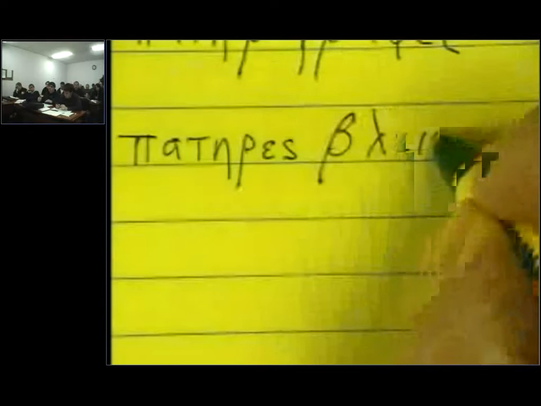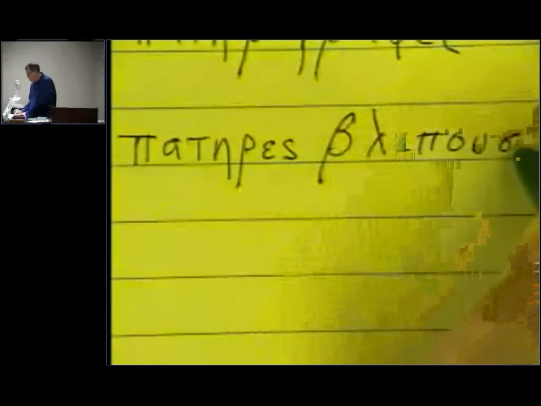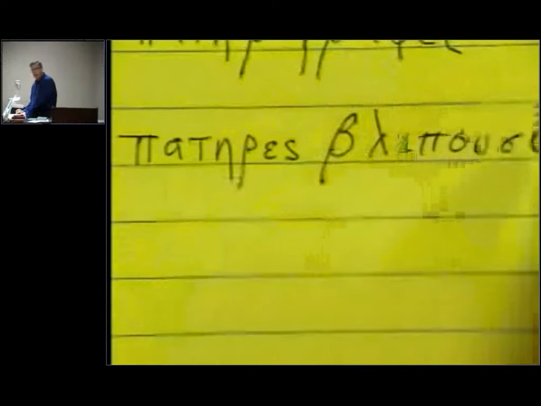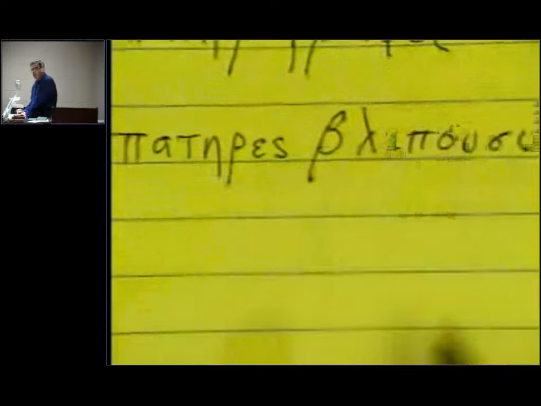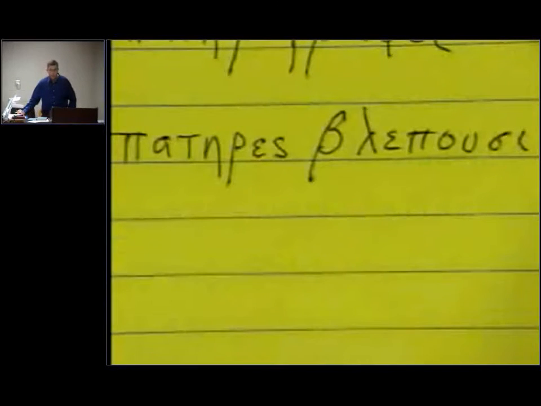Blepousin. See, now you'd have they see. Parents or fathers see. Blepousin. So the way the verb is made depends on what the subject is.